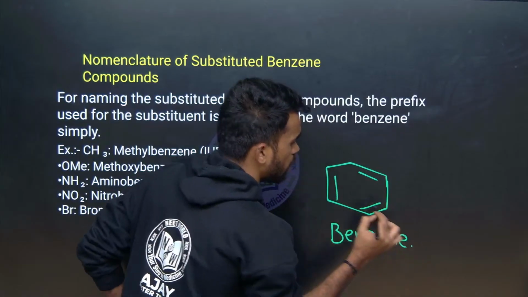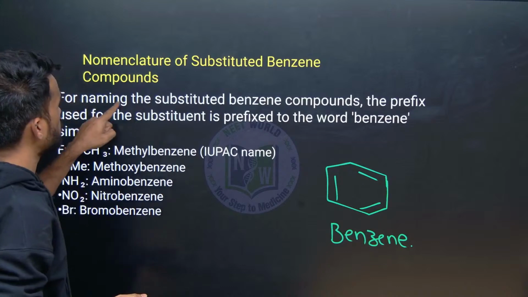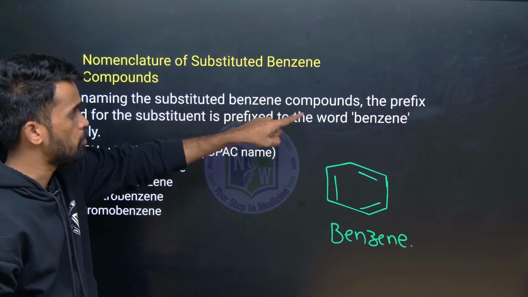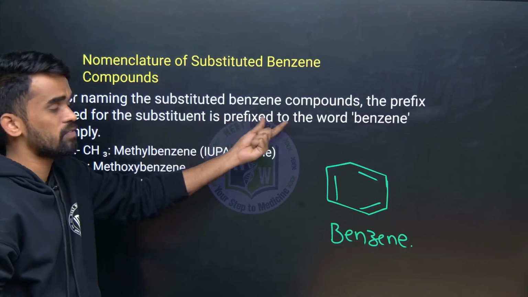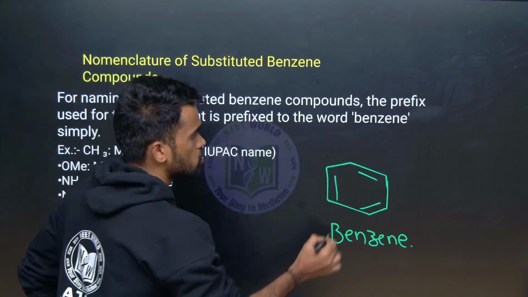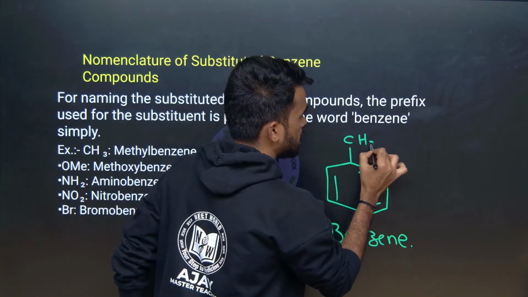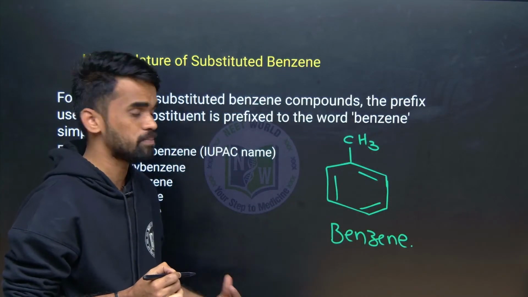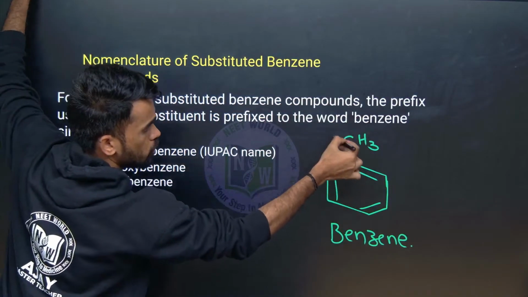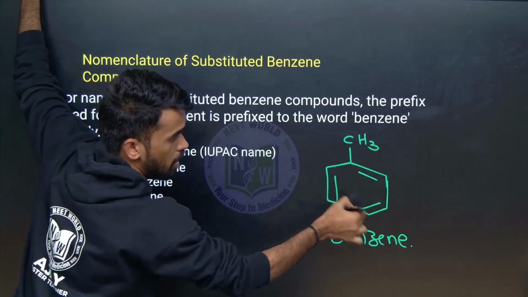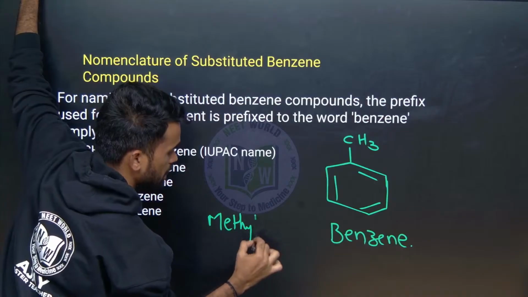If we have any substituents on this benzene, look here: for naming of substituted benzene compounds, the prefix used for the substituent is prefixed to the word benzene. This is the benzene now. If we add any alkyl group here, for example, here I am writing a CH3 group. CH3 means methyl. Whenever we have a methyl group on a benzene ring, the substituent is written as prefix and benzene as suffix. So, we should write it as methylbenzene.